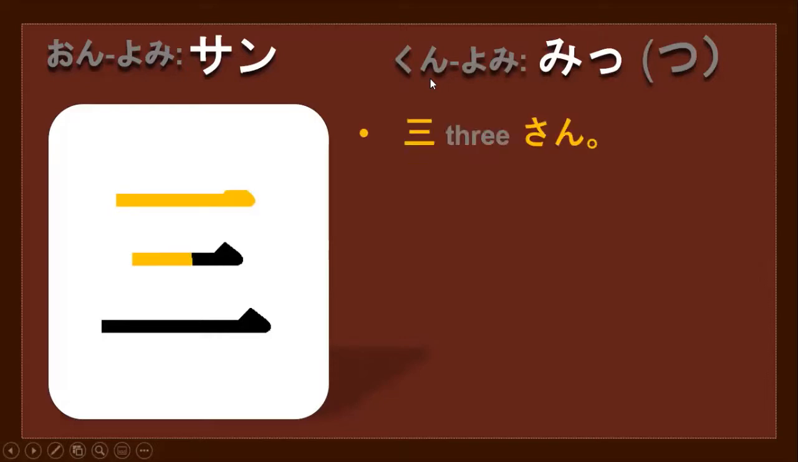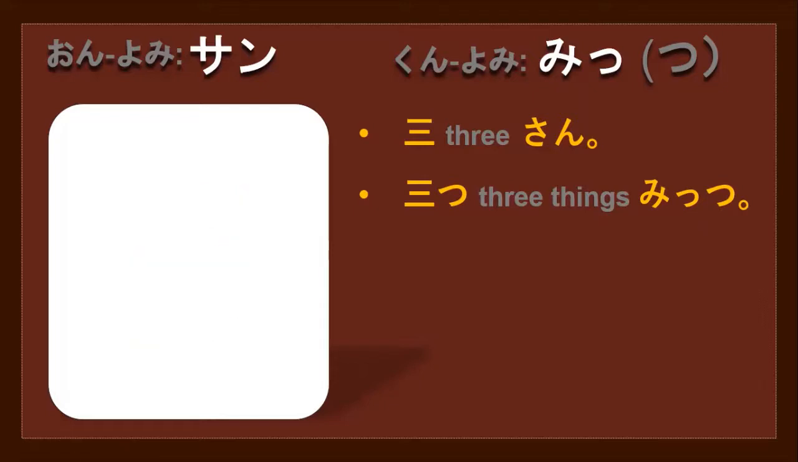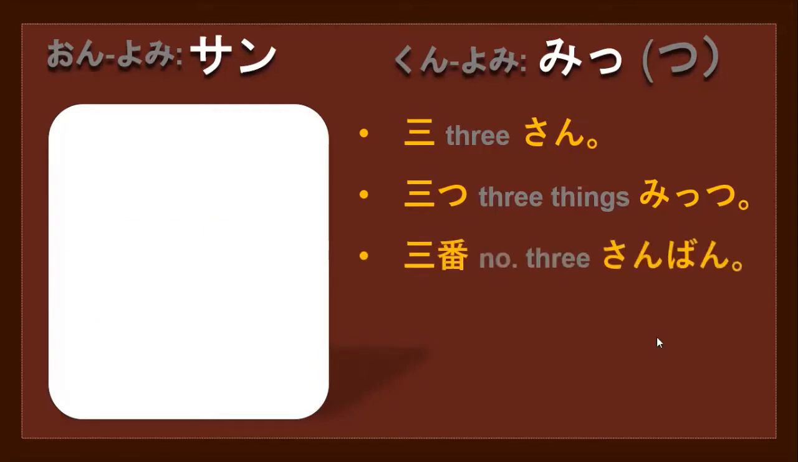And 3 is 三, san. Very good. And 3 things is 三つ, so it's not mitsu but mitsu. Okay, so we are giving a little bit more time to the tsu sound. Mitsu. Okay, and let's see number 3.